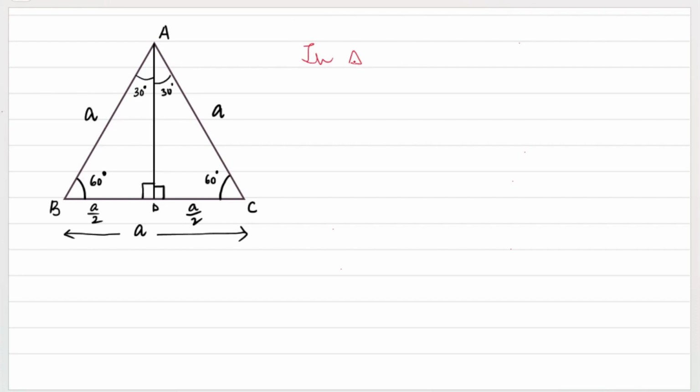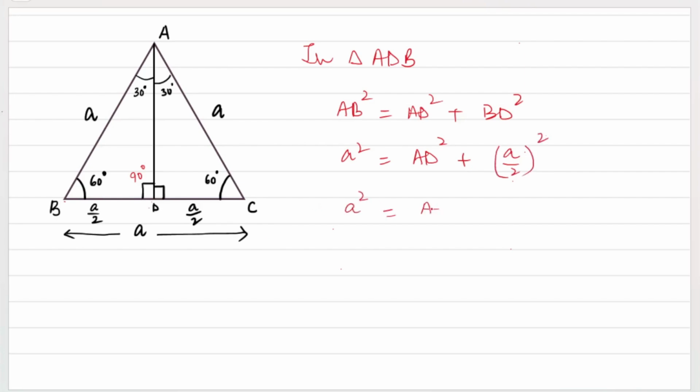So I will take triangle ADB, where this is 90 degrees. I can apply the Pythagorean theorem. Which is the hypotenuse? The hypotenuse is always opposite to 90 degrees. So AB square, the hypotenuse square, is equal to the sum of the squares of AD and BD, so AD square plus BD square. Now AB is A, so A square; AD I need to find, so AD square; and the value of BD is A by 2, so it's A over 2 whole square. Now this is simple mathematics. A square is equal to AD square plus A square by 4. A square by 4 will be shifted to the other side.